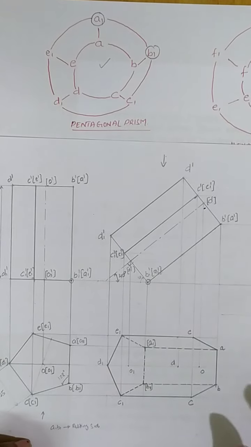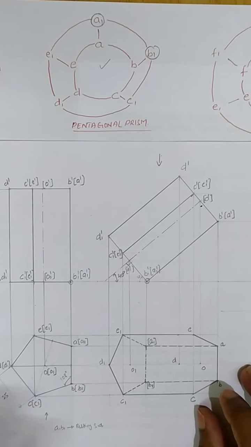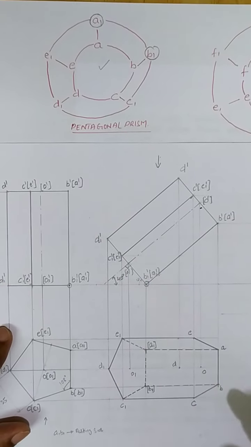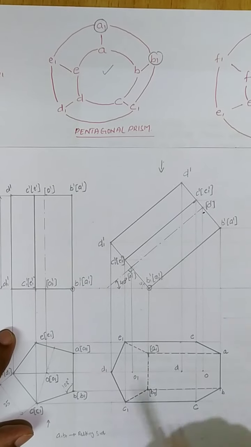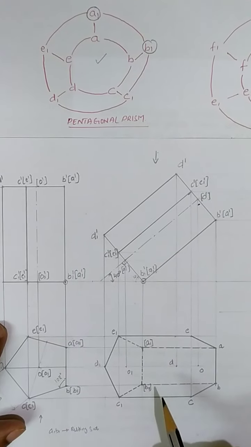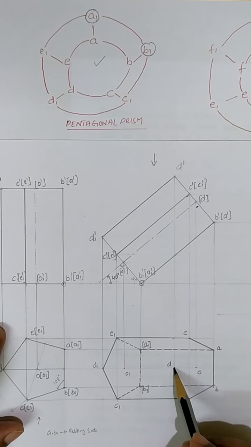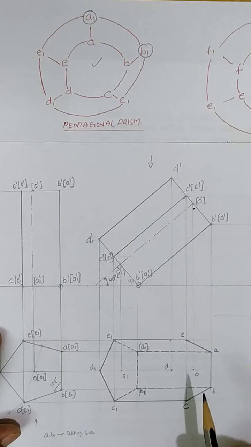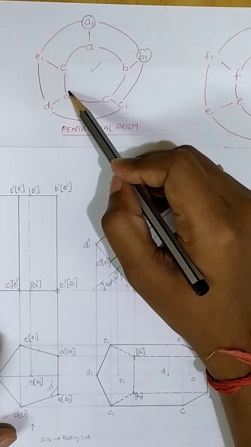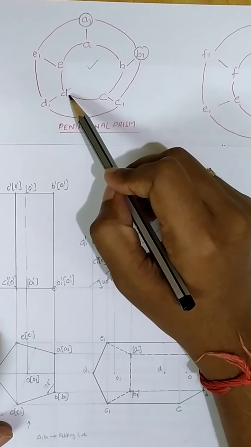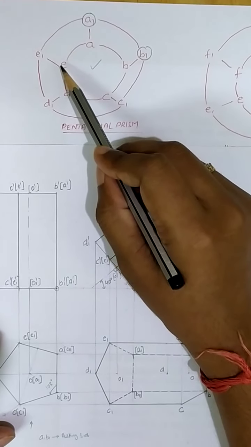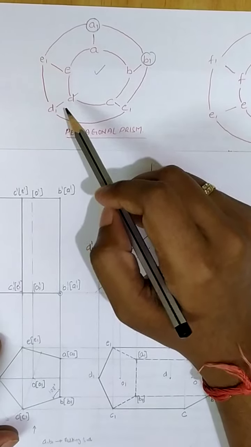Next I will go to the remaining corners. I need to check the remaining corners, whether there are three lines or not. Directly I can say that with respect to this point D, I don't have a single line starting from D. So how many lines should be there from point D? Again three lines. Which are those three lines? Before D I'll get C, after D I'll get E, and D to D1.